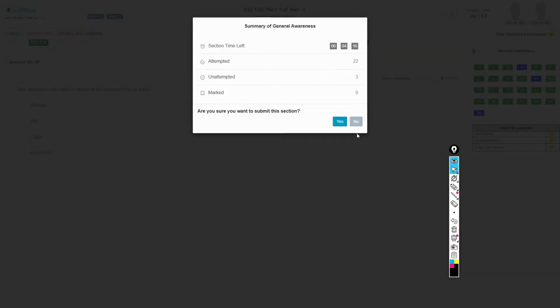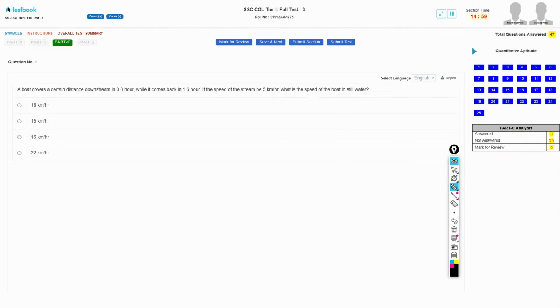Submit section. A boat covers the downstream distance in 0.8 hours. So the time downstream to upstream is 1 to 2, then the speed is going to be 2 to 1. If the speed of the stream is 0.5, that is 5, then 1.5 is 15.